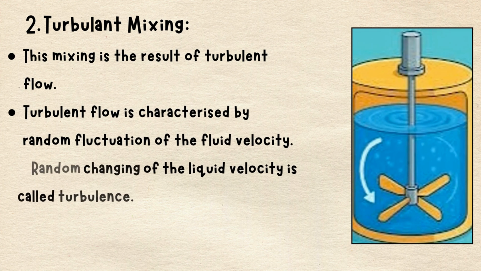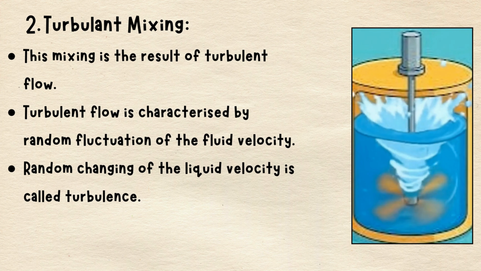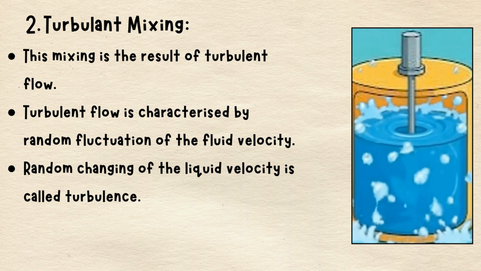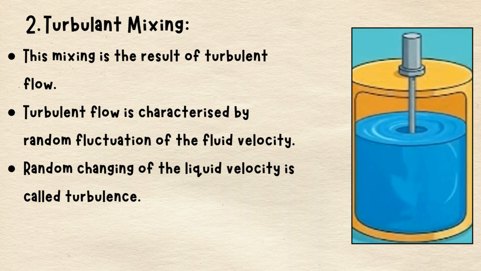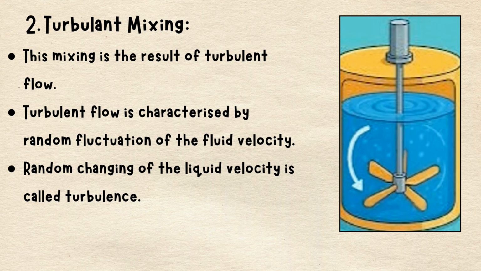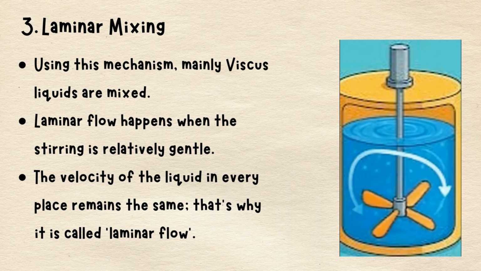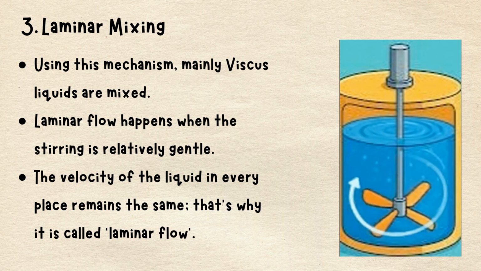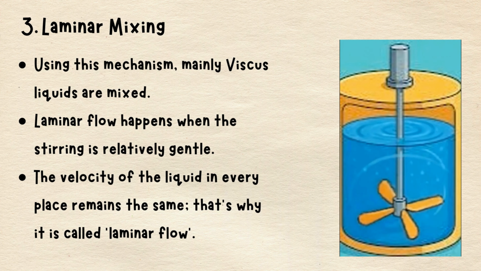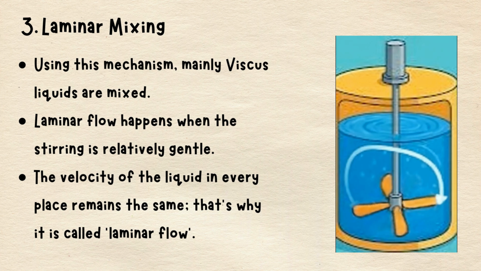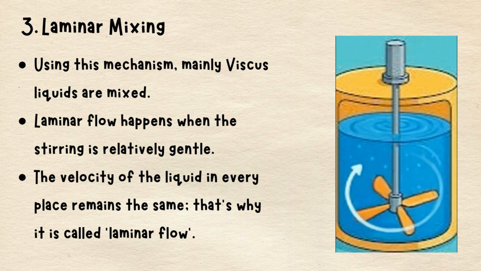Next one is turbulent mixing. This mixing is the result of turbulent flow. Turbulent flow is characterized by random fluctuation of the fluid velocity, and random changing of the liquid velocity is called turbulence. Next, laminar mixing. By using this mechanism, mainly viscous liquids are mixed. Laminar flow happens when the stirring is relatively gentle. The velocity of the liquid in every place remains the same. That's why it is called laminar flow.